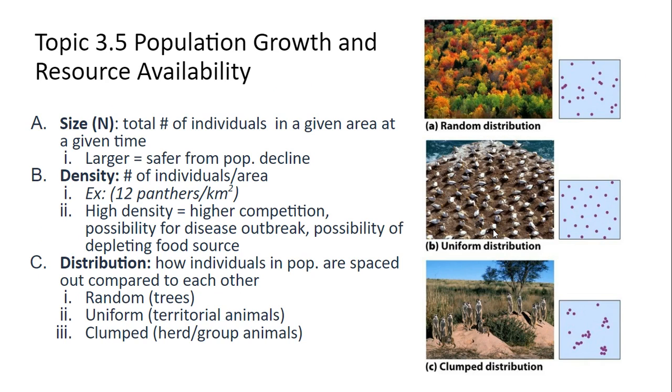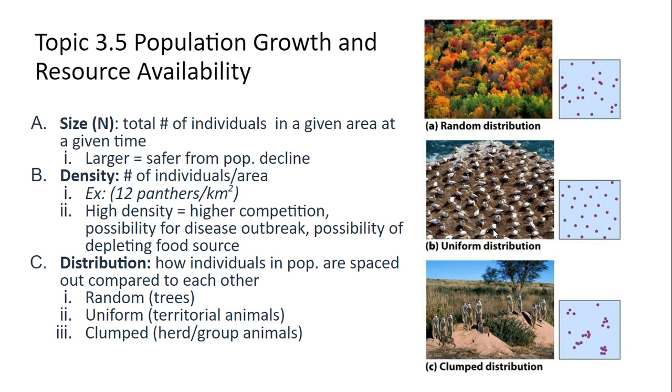Now in topic 3.5, this is once again analyzing more population growth, how populations group one another, and how resource availability may affect that. So some other key pieces we need to know when studying populations is the size, right? The total number of individuals in a given area at a given time. The larger the population usually is safer from population decline.